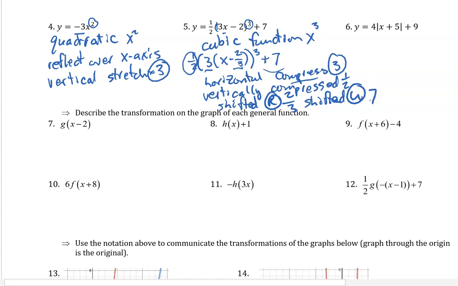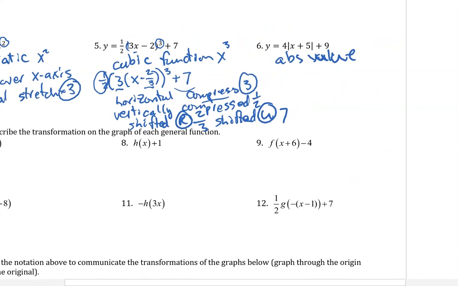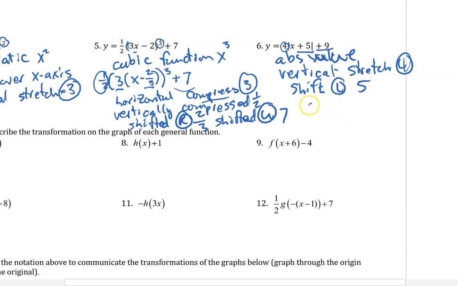Last one, number 6, absolute value. Sorry, my pen's not quite touching the page every time. And then we'll take a look at what's happening to it. a is 4, so it's being vertically stretched by 4. x minus h, so x minus negative 5, so this is a shift left by 5. Plus 9, so plus k, and shift up by 9.